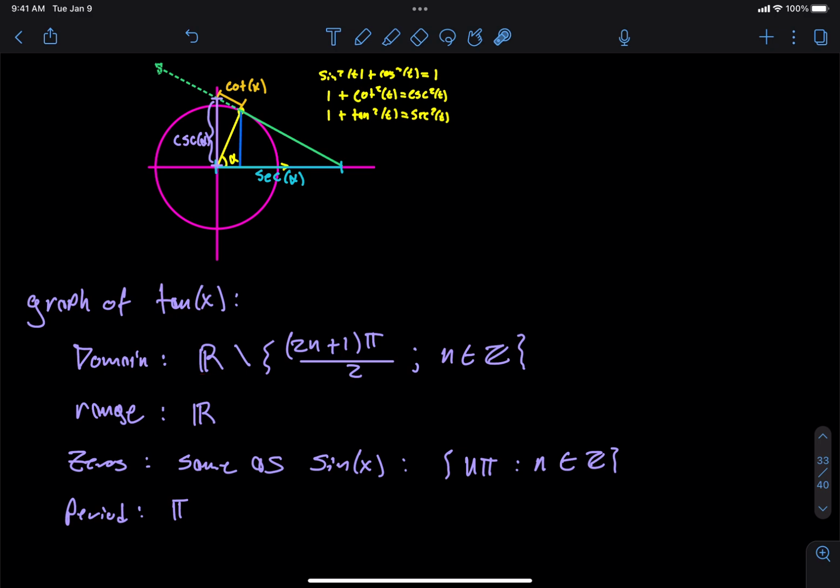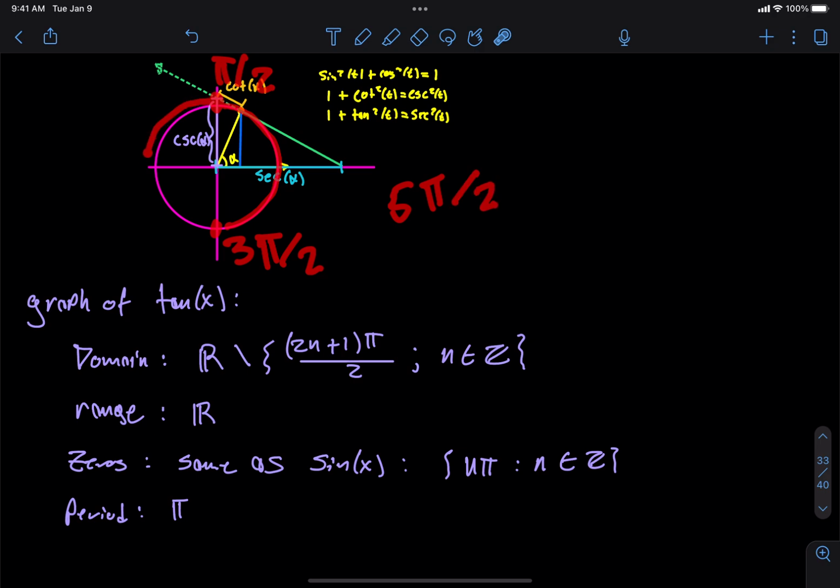So what do I want to exclude? I want to exclude pi over 2, and I want to exclude 3 pi over 2. And what's the next one? The next one would be if I went an additional pi around. So if I were to go one more pi around from 3 pi over 2, I would be at 5 pi over 2. Yes? And then if I were to go one more additional pi around, what would I be at?